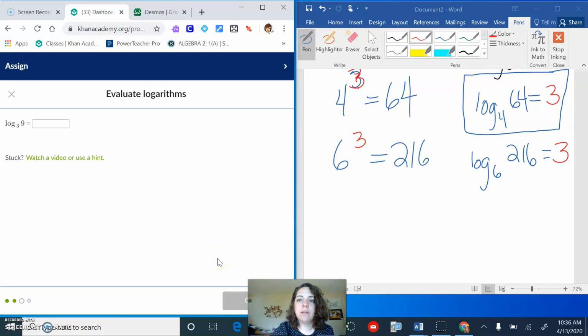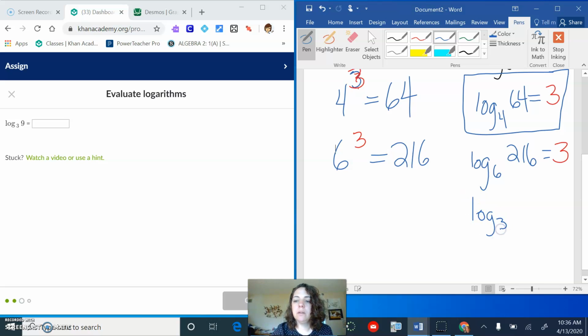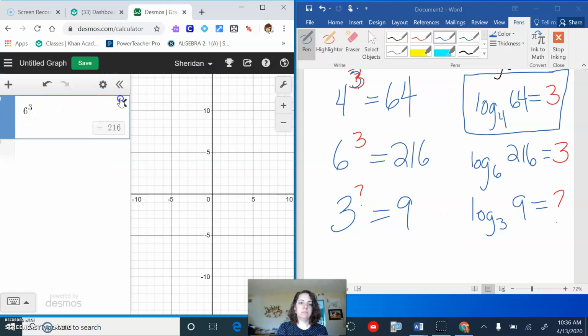Log base 3 of 9 equals, and they're asking what does that equal? All right, so that just means what's the base? What's the bottom little number? 3. The exponent, they didn't tell us. That's what we're trying to find. And then it's going to equal 9. Oh, you can probably do this one in your head. 3 to what power gives you 9? Well, let's try it. 3 to the power of 2. Ta-da! So the answer there is 2.